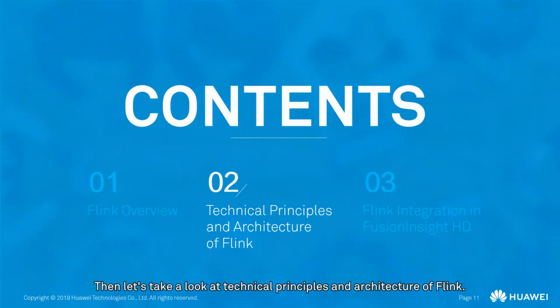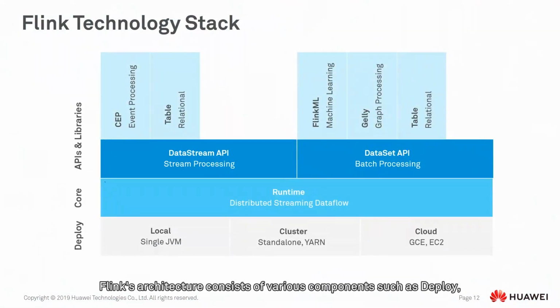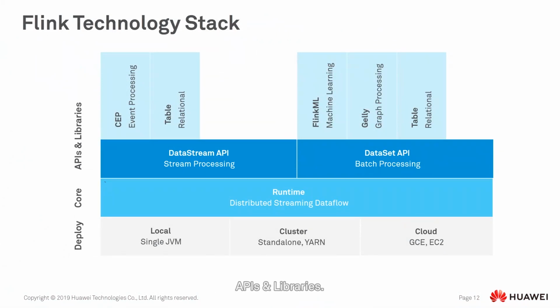Then let's take a look at technical principles and architecture of Flink. Flink architecture consists of various components such as deploy, core processing, APIs, and libraries. Flink has a layered architecture where each component is a part of a specific layer. Each layer is built on top of the others for clear abstraction. Flink is designed to run on local machines, in a standalone or YARN cluster, or on the cloud.